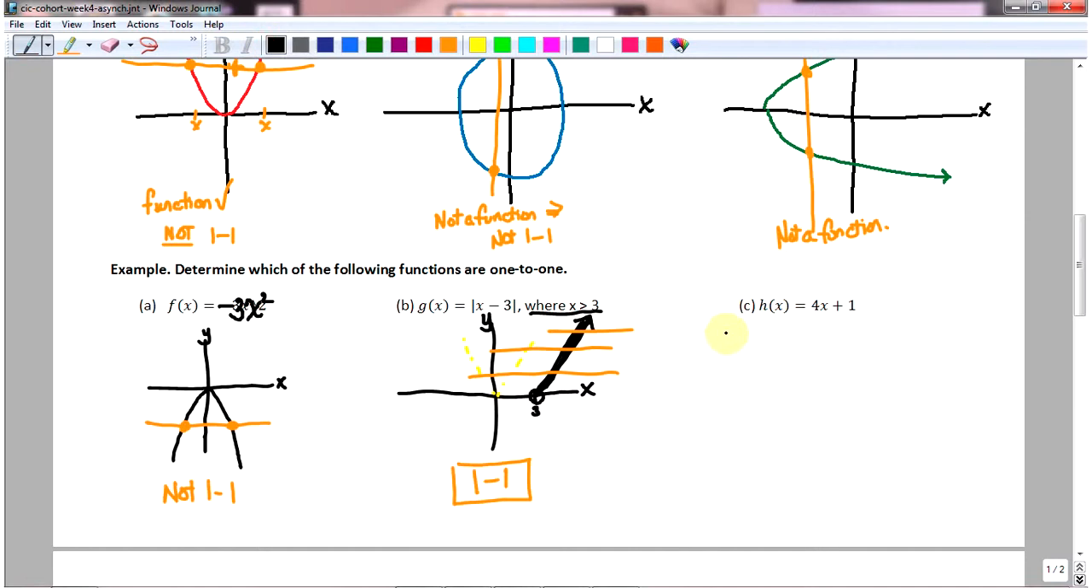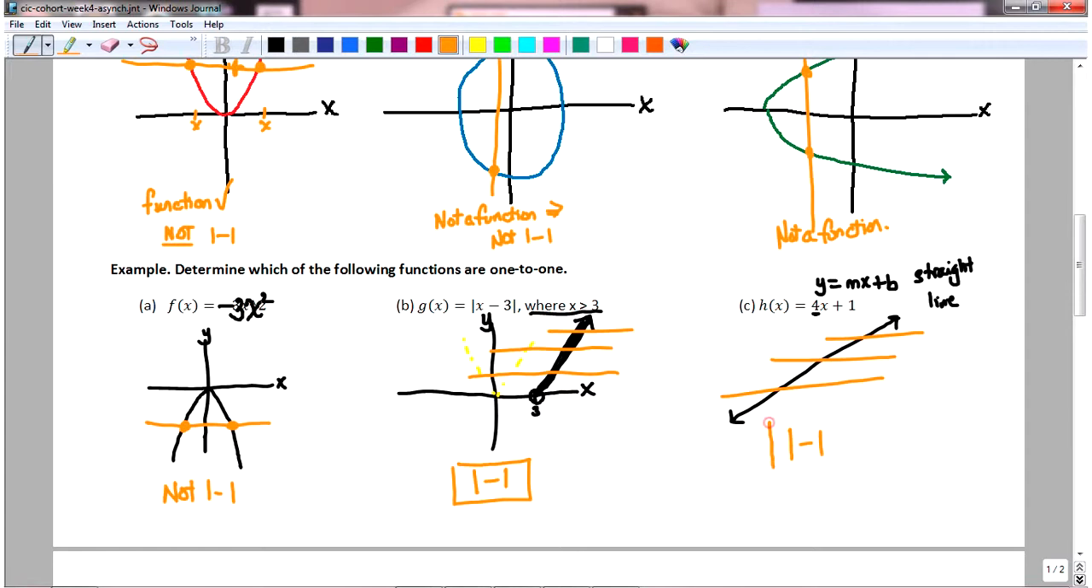Okay, going on to part C. Notice that that's in the form y equals mx plus b. And hopefully you remember anything that can be written in that form is going to be a straight line. So even if we didn't plot exactly where the graph is going to be, if I know the graph is going to be a straight line, the slope is positive, so I know it's going to be going up. When I draw a horizontal line, it's only going to cross one time, so this must be a one-to-one function.